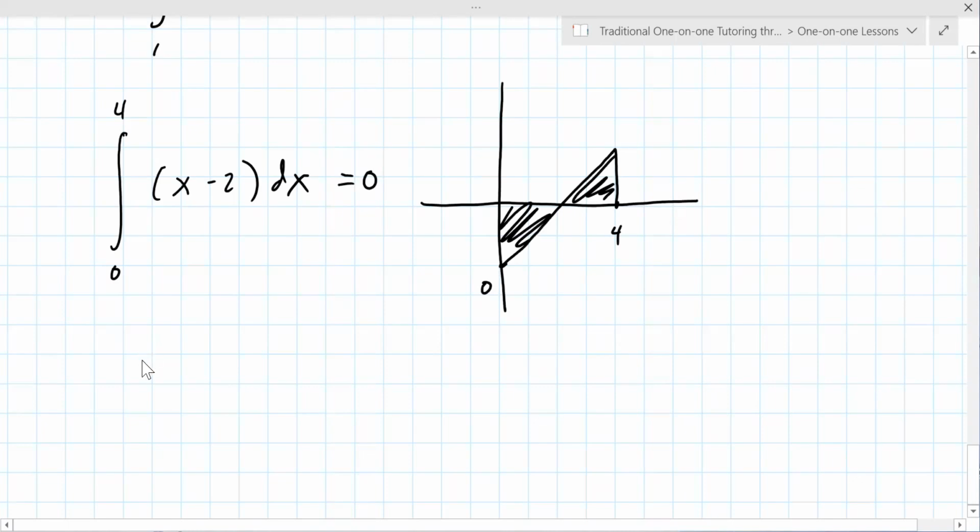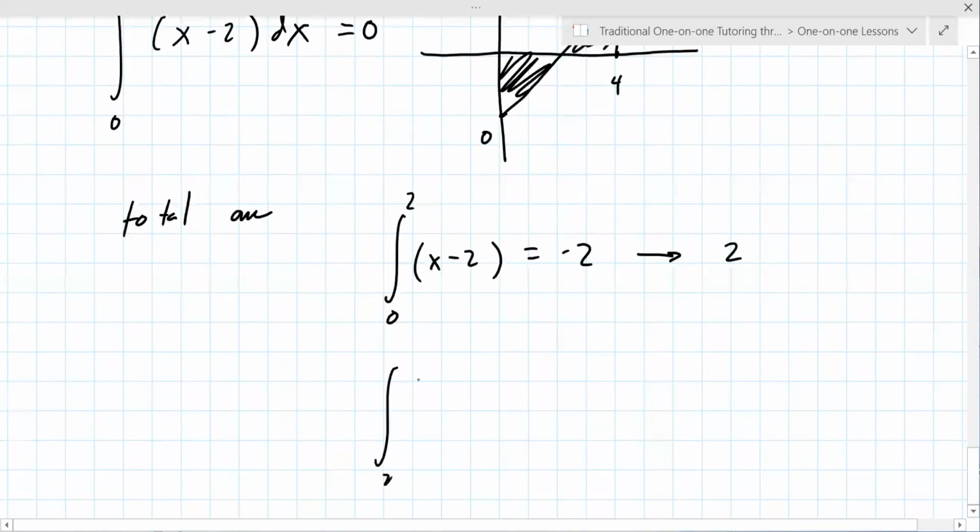But if you wanted the total area, I feel like that's somehow going to be encoded in what the instructor says in the question. Total area. Well, then you integrate x minus 2 from 0 to 2 and you get -2, and you say, oh, that's really 2. And then you integrate x minus 2 from 2 to 4, which is 2. So you're good with that.